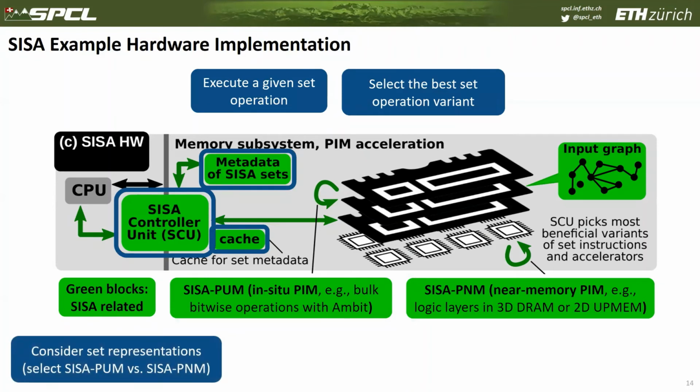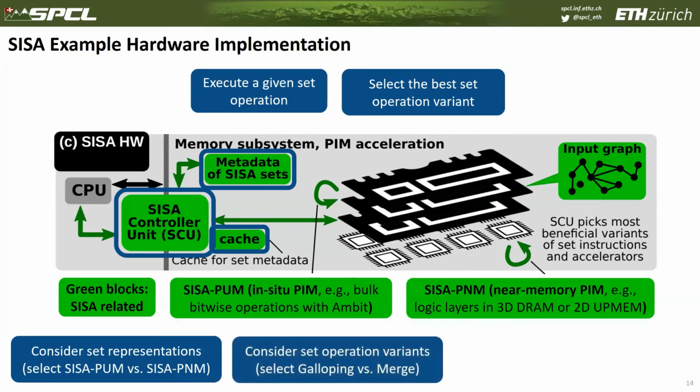Now, one selection that we are going to conduct in the SCU is what is the set representation of the given two sets. So in this part, the SCU is going to select whether we execute, for example, the intersection of two sparse arrays using SISA PNM, or the intersection of two dense bitmaps using the SISA inside memory execution.